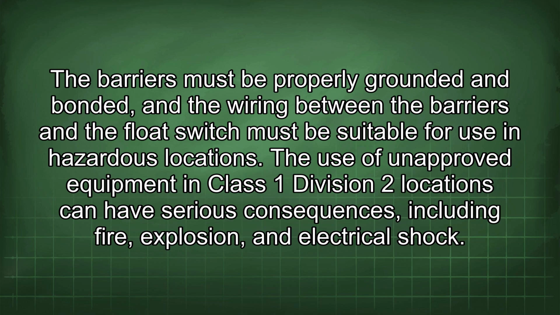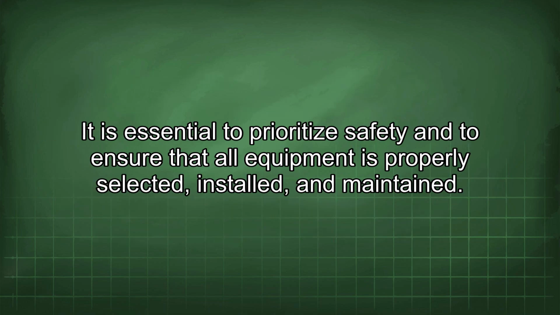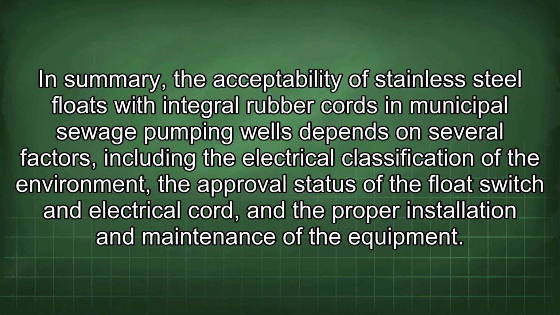The use of unapproved equipment in Class 1 Division 2 locations can have serious consequences, including fire, explosion, and electrical shock. It is essential to prioritize safety and to ensure that all equipment is properly selected, installed, and maintained. In summary, the acceptability of stainless steel floats with integral rubber cords in municipal sewage pumping wells depends on several factors, including the electrical classification of the environment, the approval status of the float switch and electrical cord, and the proper installation and maintenance of the equipment.